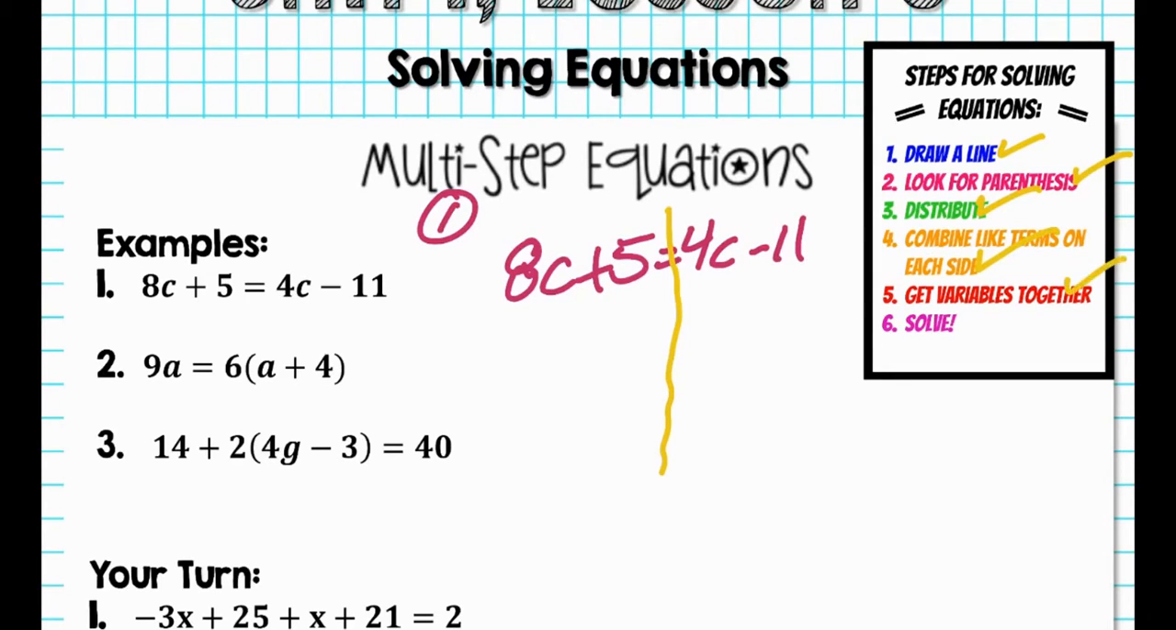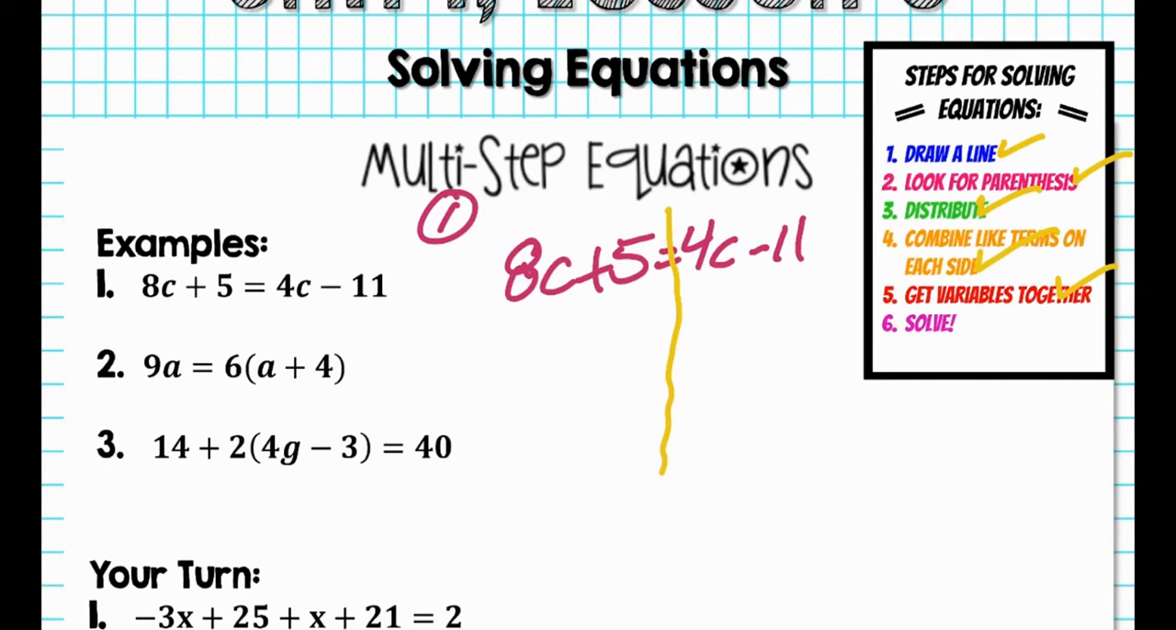So number 5, get your variables together. Aha, well I see I have an 8c on this side and a 4c on that side. So I really need those terms together. So we can move those terms around just like we've been doing with our constants, with our numbers, when we go to solve. Now, which one you move to which side is your preference. It honestly does not matter. I usually take the smaller number and move it over to the side with the bigger one. But remember, in order to move things around on equations, we have to do that a certain way, okay? So let's get our variables together.